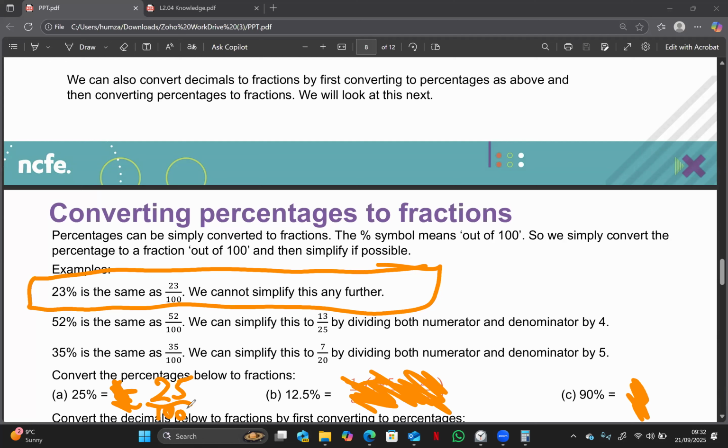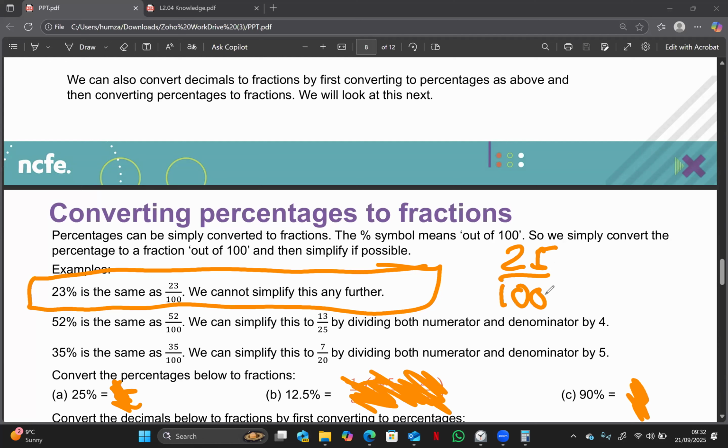Or you divide top and bottom by 25. No, no, that's it. That's the answer. You don't need to do more here. We don't need to convert it here. No, this is what we're doing: we're converting it from this percentage to a fraction, right? Okay. So 25% is 25 over 100.